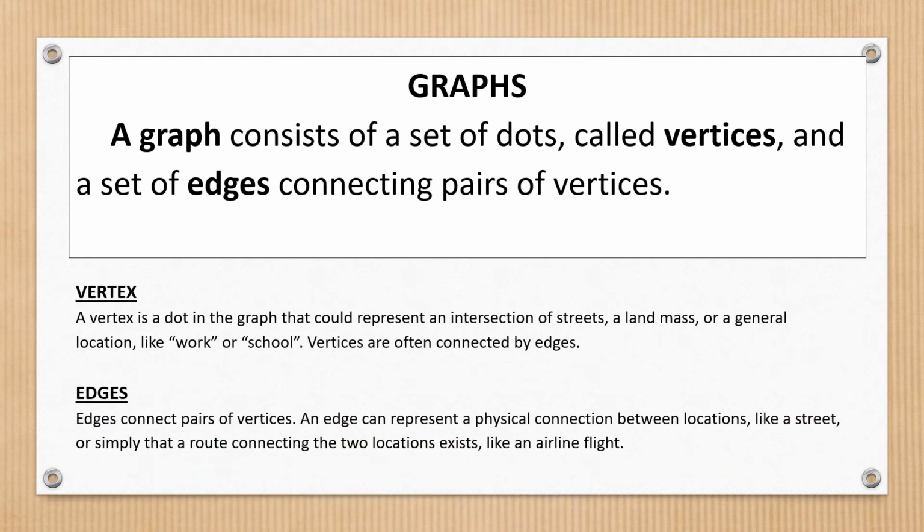A vertex is a dot in the graph that could represent an intersection of streets, a landmass, or a general location like work or school. Vertices are often connected by edges. Edges connect pairs of vertices. An edge can represent a physical connection between locations like a street, or simply that a route connecting the two locations exists, like an airline flight.